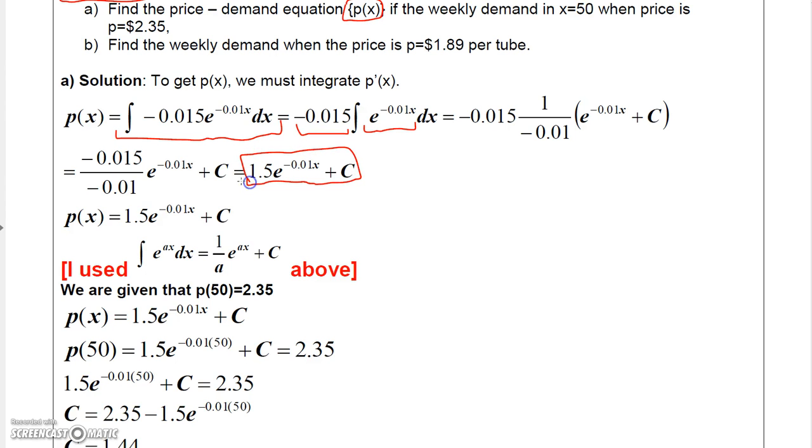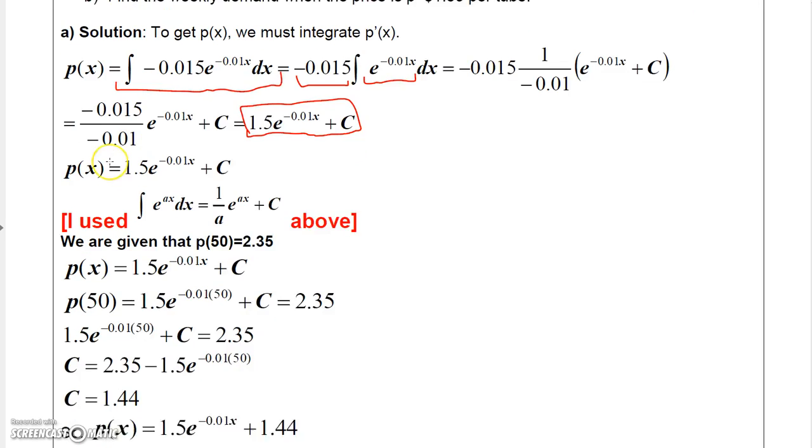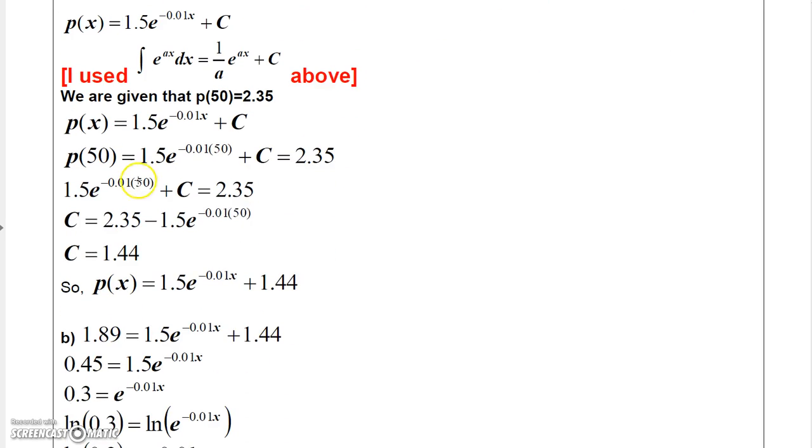So the question is, how can we get that constant? Okay, well, if you go back and read the problem, you'll see that when x is 50, the price is given to be $2.35. So that means if I evaluate this p function at 50, the answer should be 2.35. So let's put 50 in here for x and set it equal to 2.35. So if I put 50 in here, that'll give me 1.5 e to the negative 0.01 times 50 plus c equals 2.35.